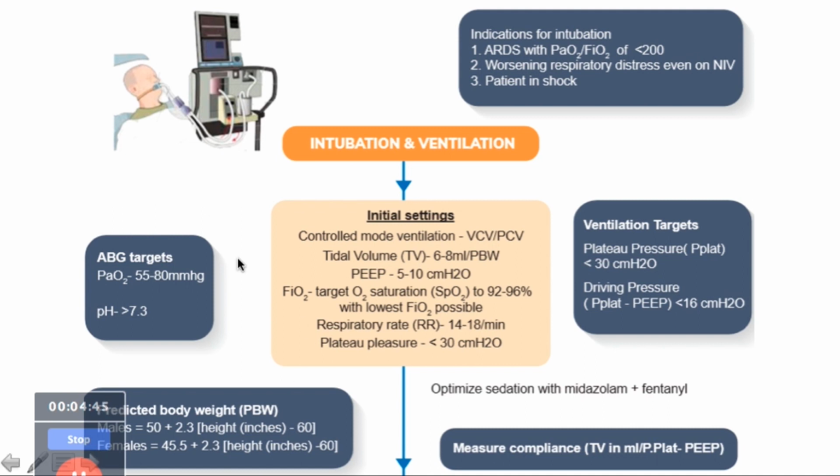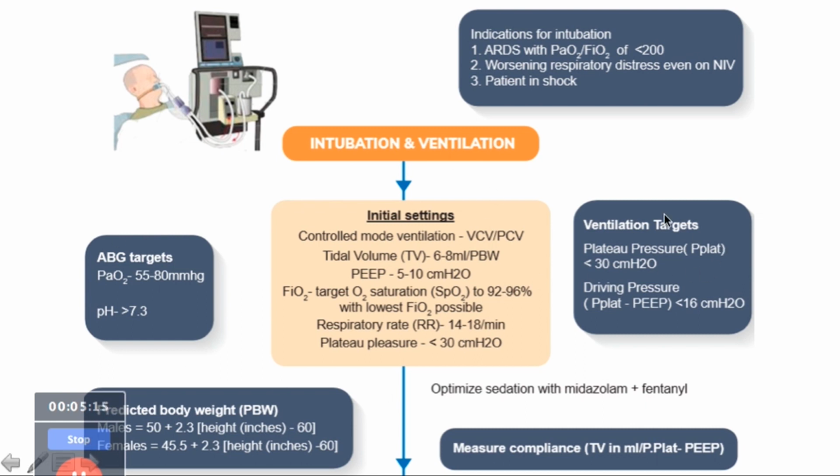So to maintain that saturation, your PaO2 would be around 55 to anywhere up to 80, which is good enough. We don't need a very high oxygenation. So once you have intubated, you can maintain the saturation around 90 to 92, even in some cases 88%, as long as tissue perfusion is happening well and it's compensated, that should be good enough. So 90 to 92 is good enough. We don't wish to target 100% saturation when you are dealing with a patient with ARDS.